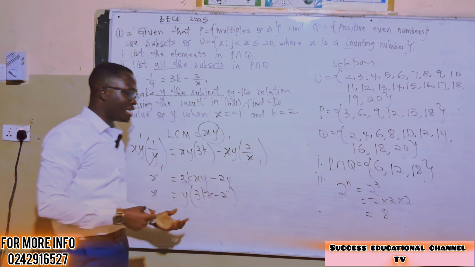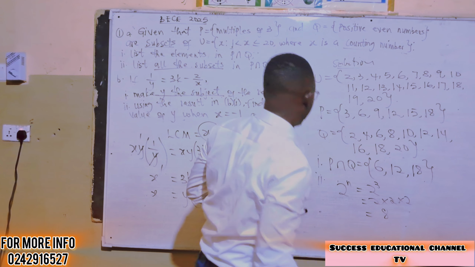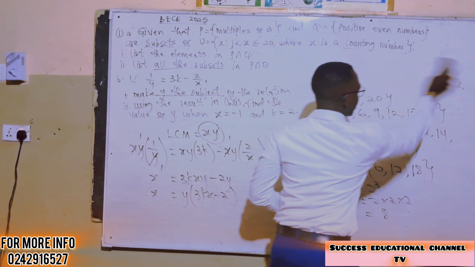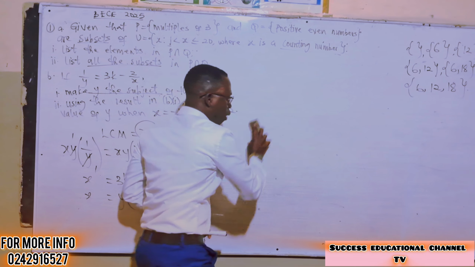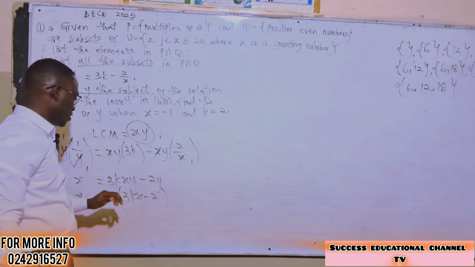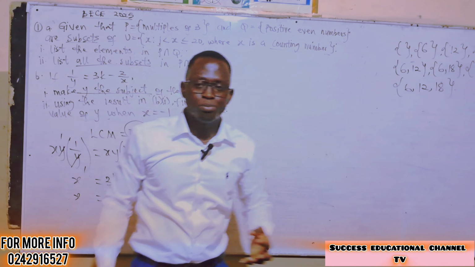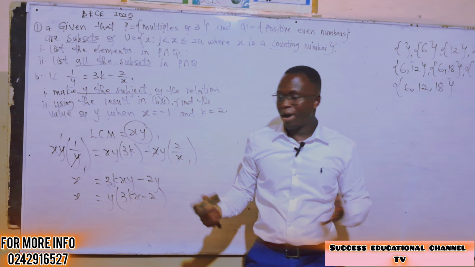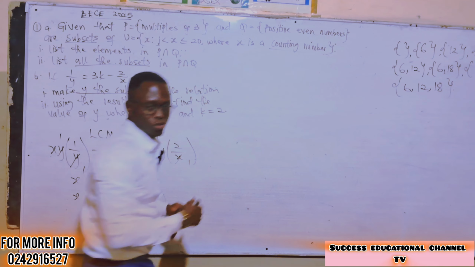Now you want y to stand alone. You want y to be isolated. So what happens? Y has a coefficient. The coefficient of y is the expression 3kx minus 2. What it means is that we need to divide both sides of the equation by the coefficient of y, which is our new subject. So this is what you're going to have.